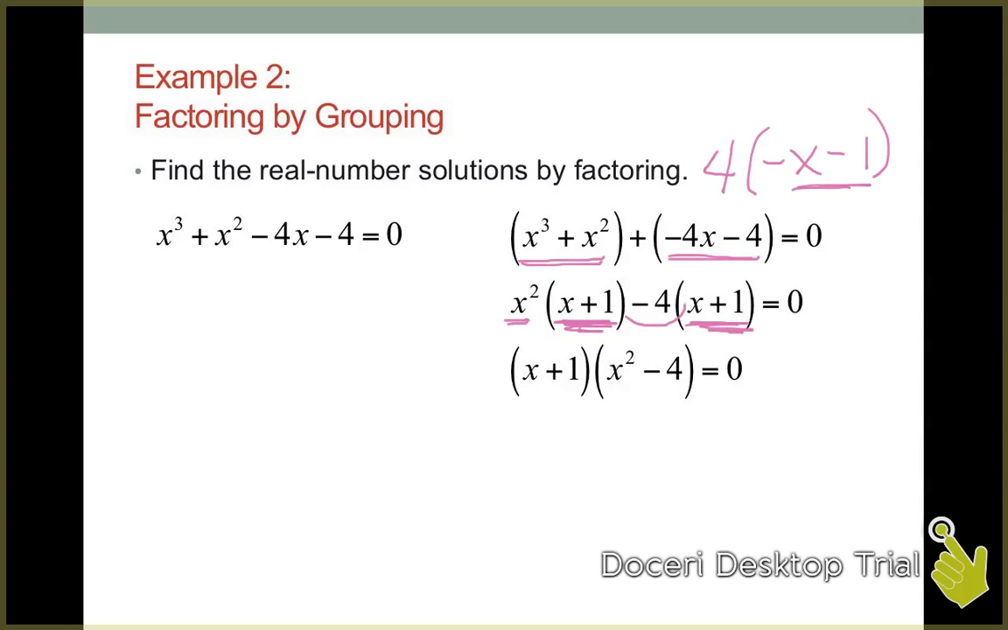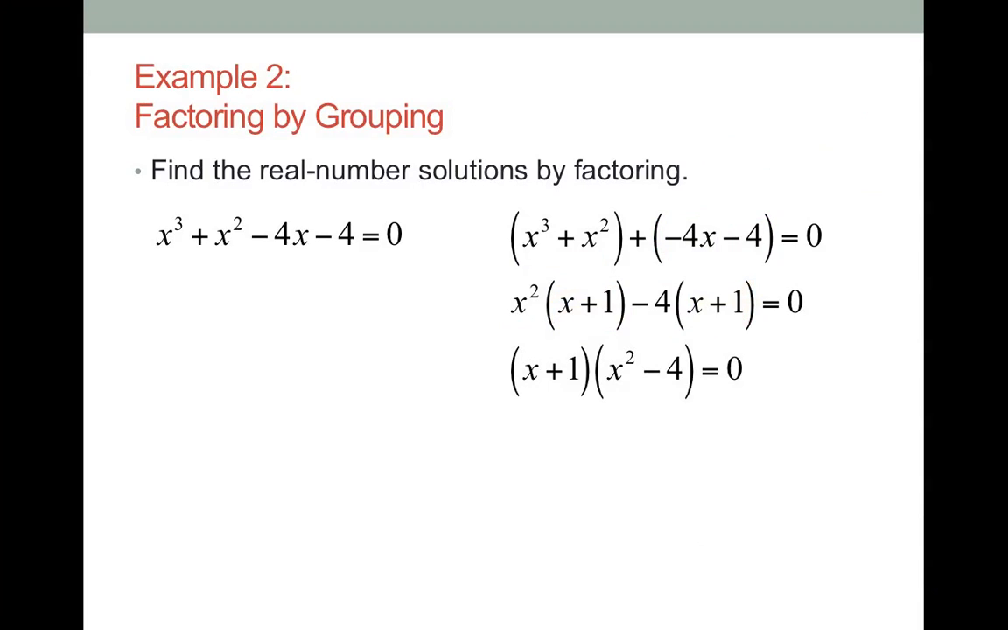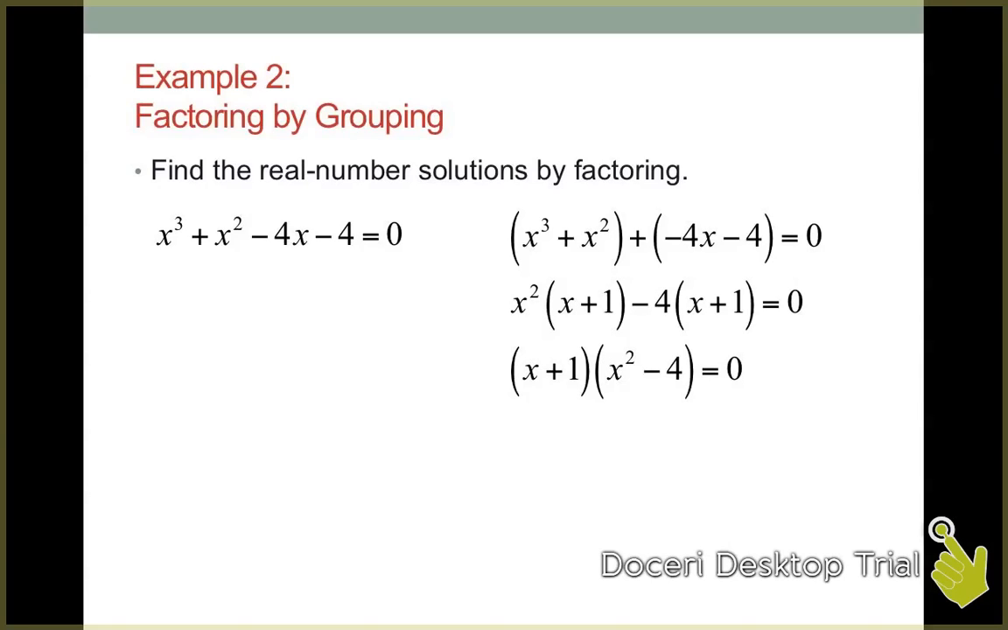So instead I want to factor out a negative 4. So when I take negative 4x divided by negative 4, I get positive 1. And then when I take negative 4 divided by negative 4, I get plus 1. And then my 2 binomials match. And that's exactly what I want to have happen. I want those 2 parentheses to match. Because now, with them matching, now the x plus 1 becomes the common factor.